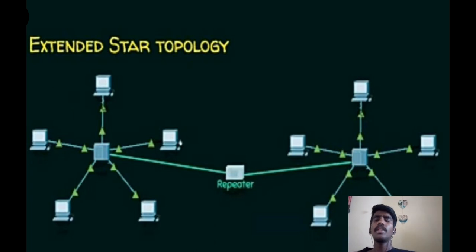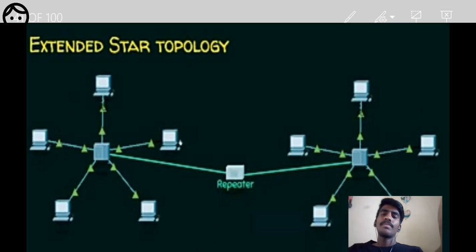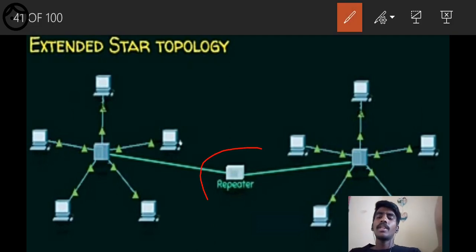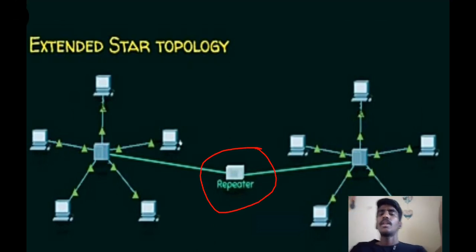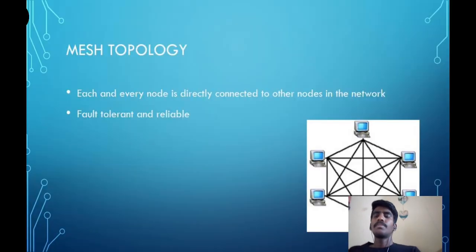Here is something apart from your academics: there is an extended star topology, which can be built using a repeater. Multiple star topologies can be connected by a network device known as a repeater. I'll explain repeaters in detail in my next video.